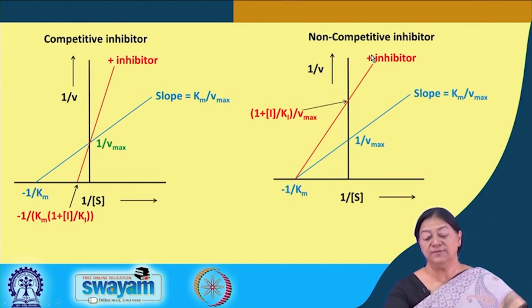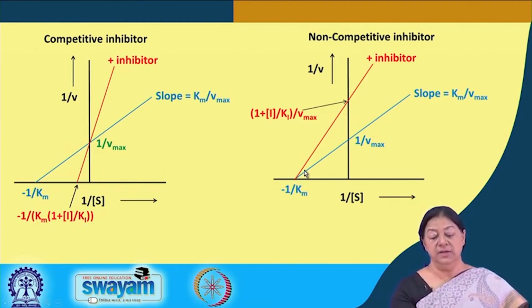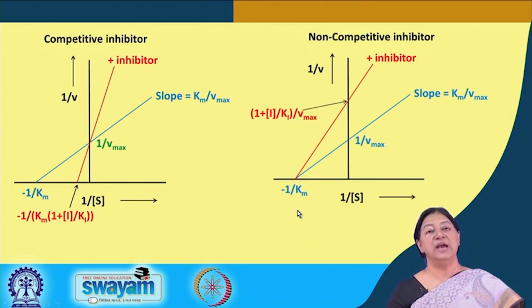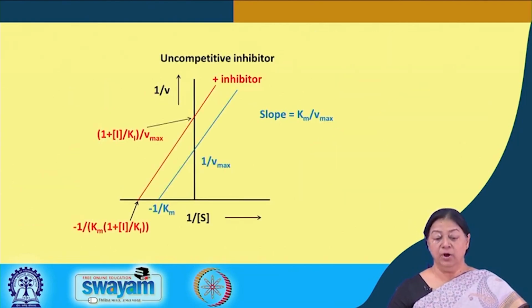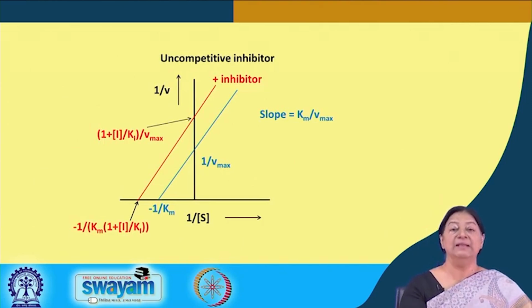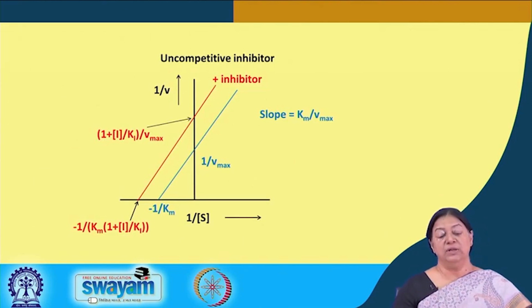For the case of the non-competitive inhibitor, the Vmax reached is not the same. The Km value is the same, because whatever enzyme reactions can actually occur will give you the same Km value. For the uncompetitive one, we will get parallel lines. What does the uncompetitive inhibitor do? It interacts with the ES complex.